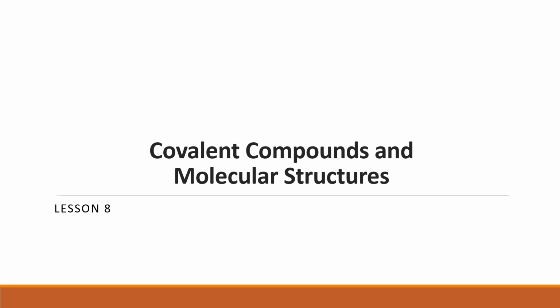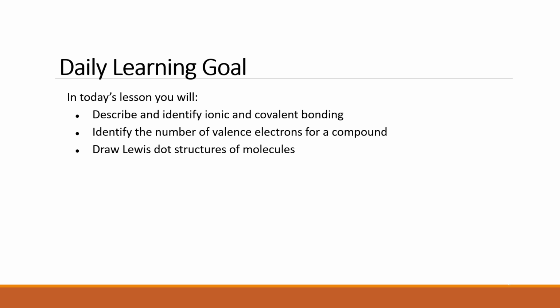For Lesson 8, we're going to be looking at covalent compounds and molecular structures. So we will start by talking about valence electrons and identifying the number of valence electrons for a compound. Once we have that, we'll learn how to apply that to draw Lewis dot structures of molecules. Now, when we're drawing Lewis dot structures of molecules, we're going to need to be able to decipher between ionic and covalent bonding. So we're going to be bringing back those definitions and applying those as well.